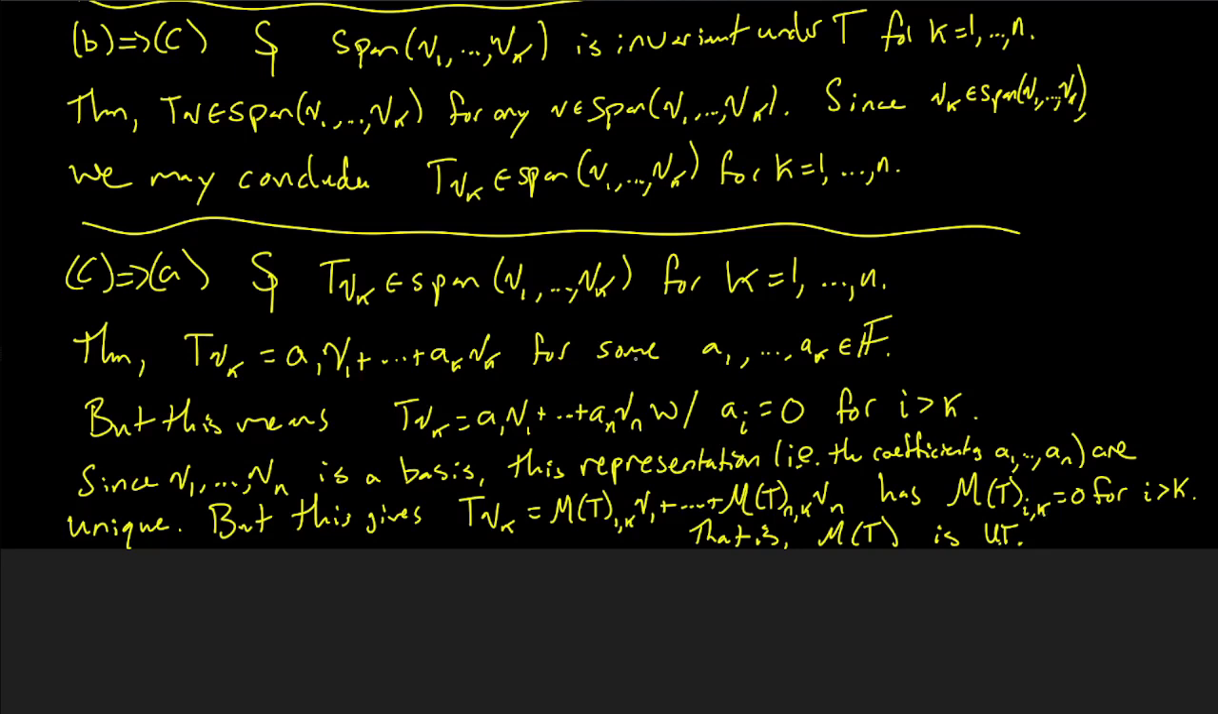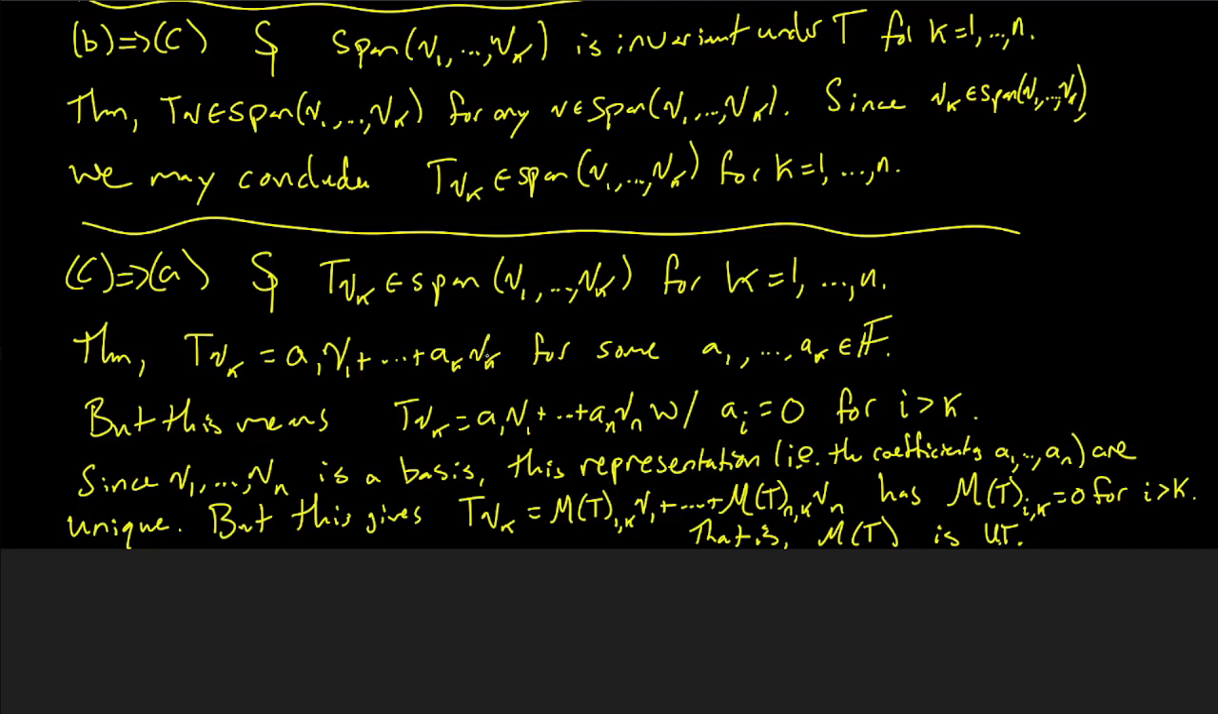What I'm saying is that if T of Vk is in the span of V1 through Vk, then I can write it as a linear combination of V1 through Vk. Since I can write T of Vk as a linear combination of V1 through Vn for sure, since V1 through Vn is a basis, this just means that the linear combination I get there is the one that takes the coefficients equal to 0 when they are next to a Vi with i greater than k.